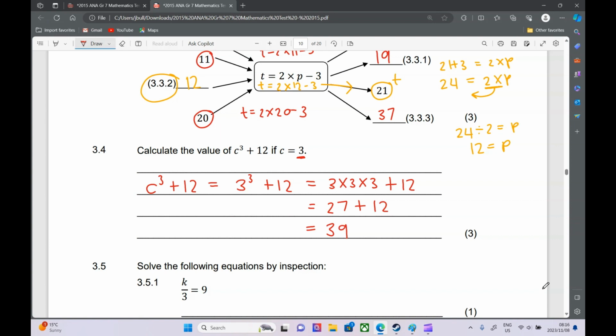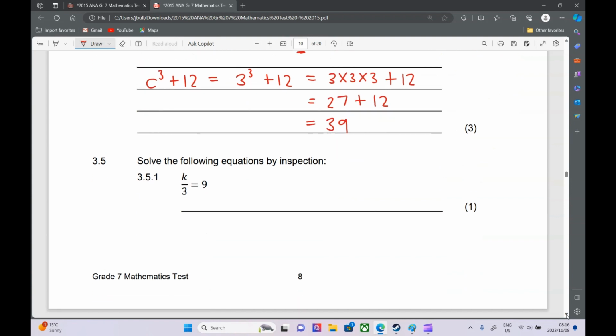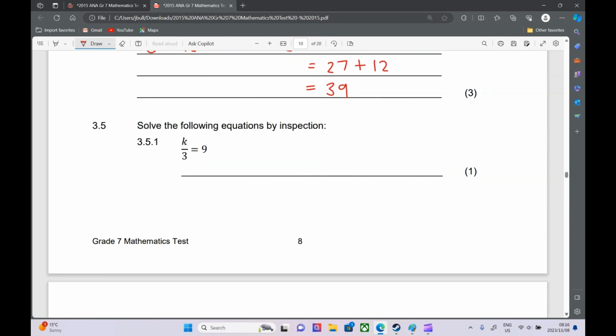Okay, solve the following equations by inspection. So something divided by 3 has to give me 9. By inspection, what number could we divide by 3 and then get 9? That would be 27, because if we did 27 divided by 3, it would give us 9 as our answer. So k is going to be equal to 27.